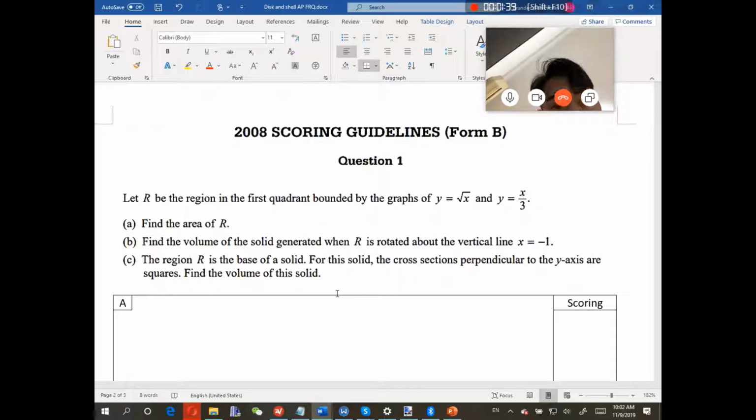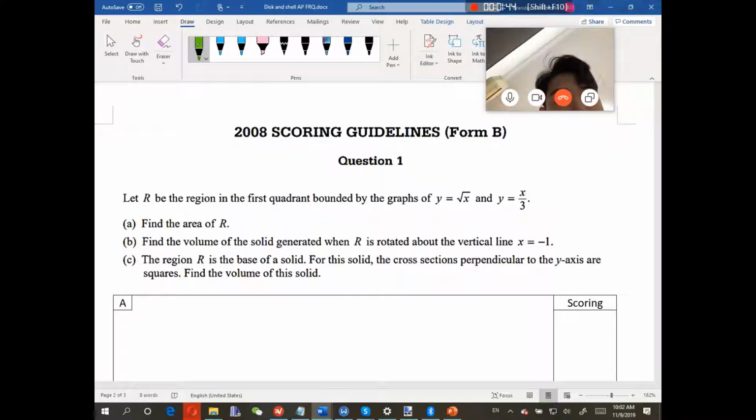So I've got two functions. I'm going to call this y1 and y2. Our first function is root x. Our second function is x over 3. First, we need to figure out what the area of R is. So what do I need to do to find the area of R? R is the region bounded by these two graphs. So how do I find the area between these graphs?